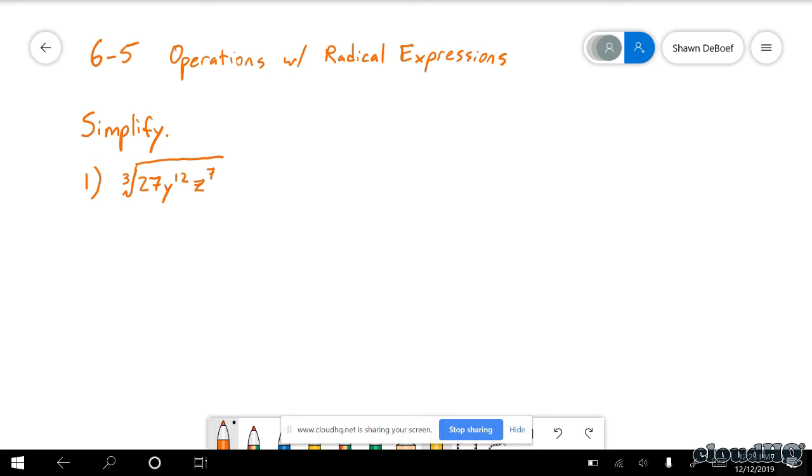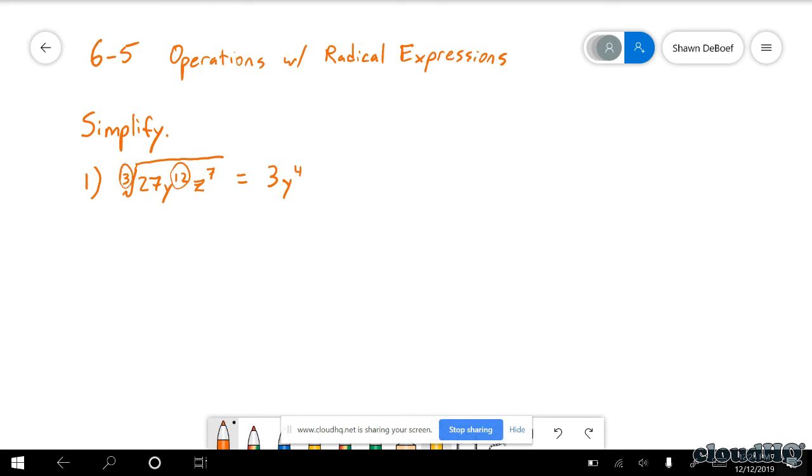Cube root of 27, what would that be? 3. It was a perfect cube. So 3 gets to come out, just a normal 3, a rational 3. It's not a radical anymore. Think about the y's. What does y become? Y to the 4th, because we would do division. You had a 12 with an index of 3, so you have to divide that. 12 divided by 3 was 4.